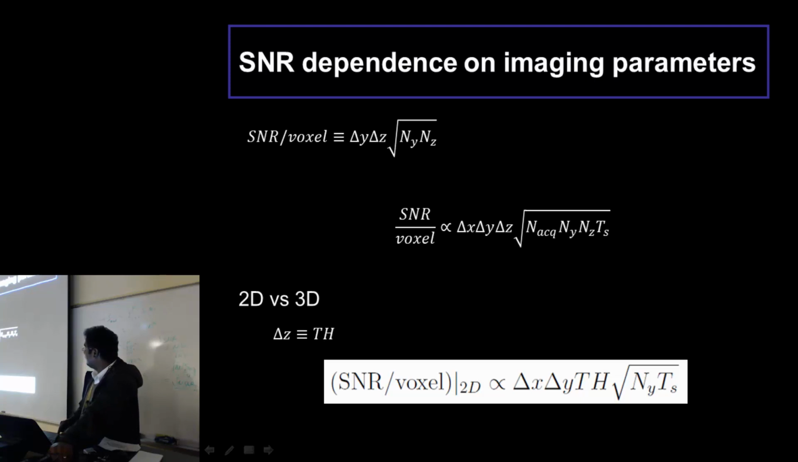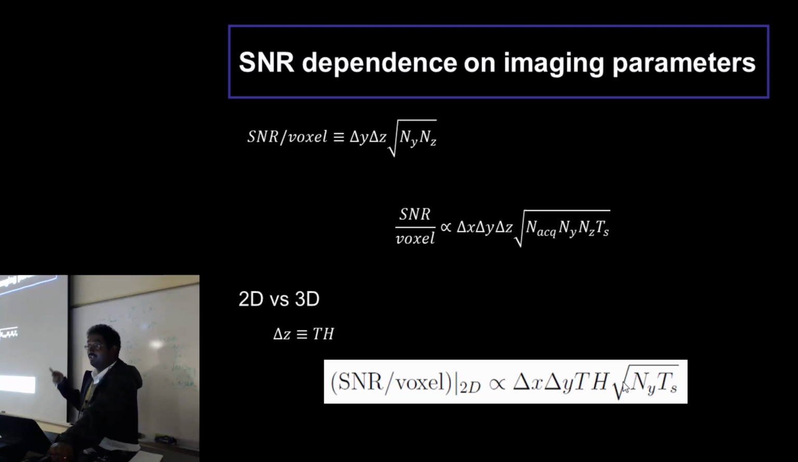If you observe, this TH is delta Z, right? So if you look at these two, well, N acquisition is equal to 1, let's say, sorry. N acquisition is 1, so this is NY times TS. You have the square root NZ additional factor here, right? So if you do a 3D experiment, your signal to noise ratio is better off by square root NZ. Whereas if you do a 2D experiment, you don't have that factor, you just have this. Compared to 3D, it is square root NZ worse off, right?